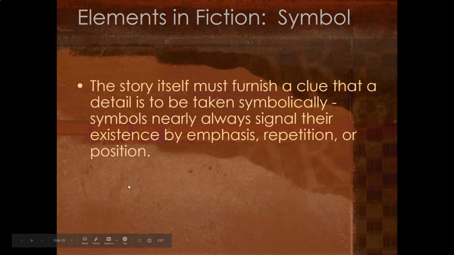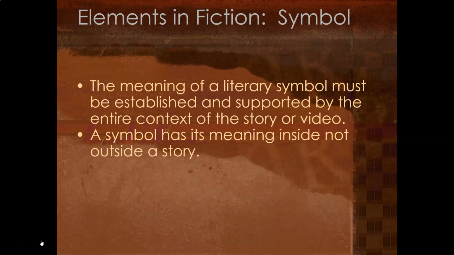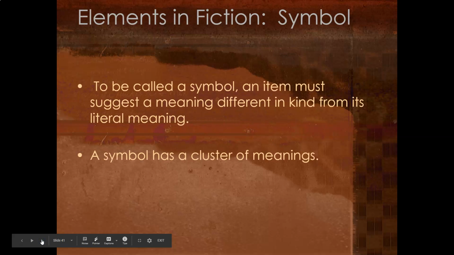We have to keep in mind that the story itself must furnish a clue that a detail is to be taken symbolically. And symbols almost always signal their existence by emphasis, repetition, or position. And again, the meaning of a literary symbol must be established and supported by the entire context of the story. So, just because we might think, for example, that a rose is symbolic and signals love, we have to look at how that symbol or object is used within the story to decide if it really is, in fact, symbolic or not. It could just be a rose. So, again, to be called a symbol, an item must suggest a meaning different in kind from its literal meaning. So, a symbol has a cluster of meanings.